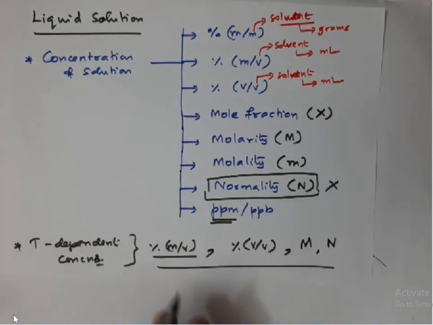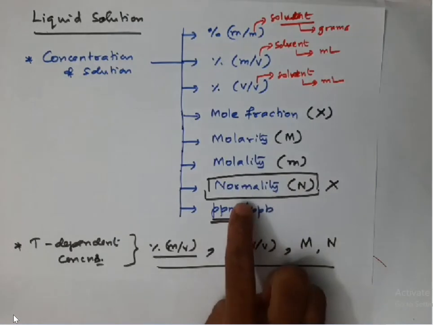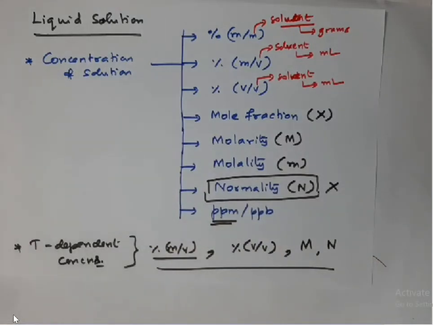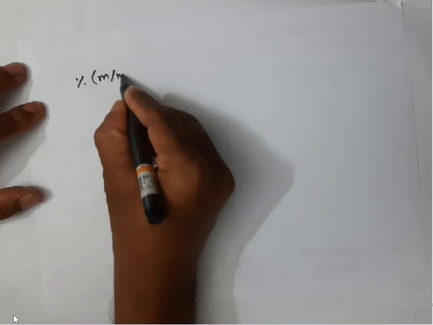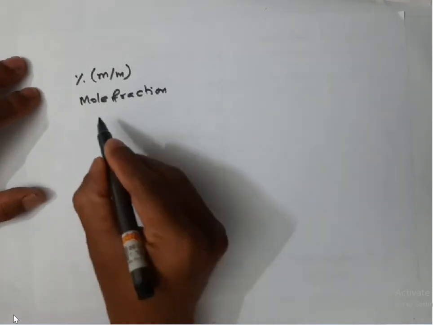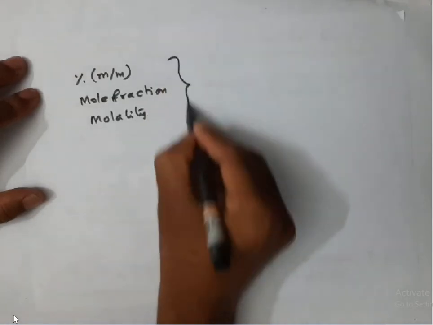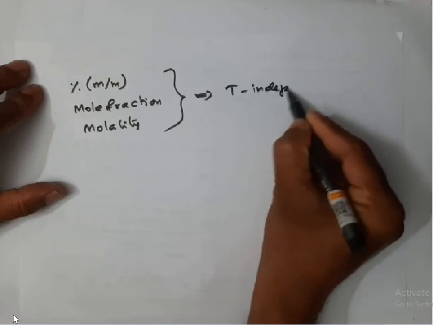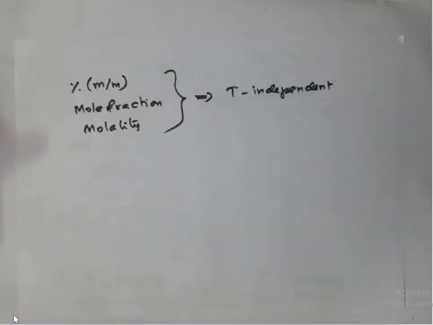These are all very, very important. These concentration terms are temperature dependent concentration terms. Others are temperature independent: percentage mass by mass, mole fraction, and molality. Among these, three are temperature independent concentrations. Even if temperature changes, concentration does not change. In these three, there is no volume term involved. Therefore, these three concentrations are temperature independent concentration terms.